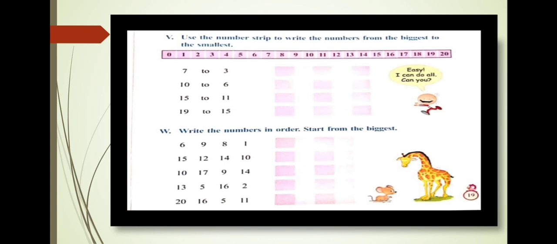So children, tell me which is the biggest from 9 and 8? Yes, the number 9 is the biggest. So it will come in the first box. And the number 8 will come in the second box. In this way, you can solve the rest of the examples.